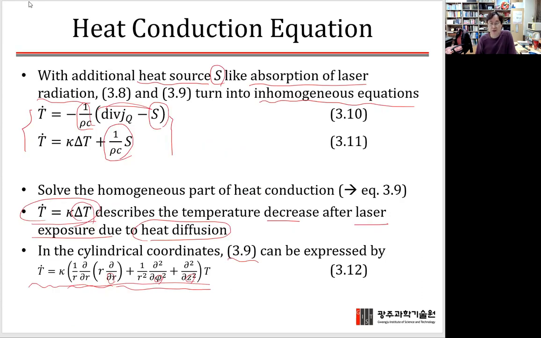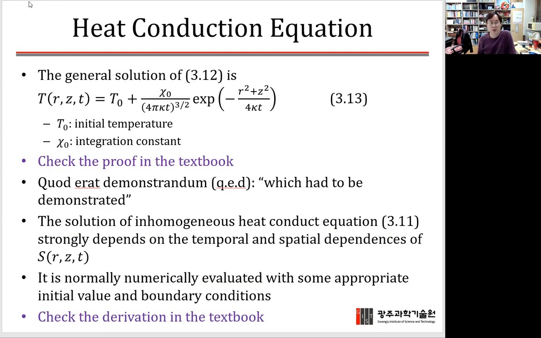So the general solution for 3.12 is shown in 3.11. The temperature at the position R and the depth Z and the time T can be obtained as T sub 0, which is the initial temperature, and then psi sub 0, which is the integration constant, over (4 pi kappa T) to the power of 3/2, and then an exponential decay function, which is minus (R square plus Z square) divided by 4 times kappa T. And then you can check the proof of this in the textbook.